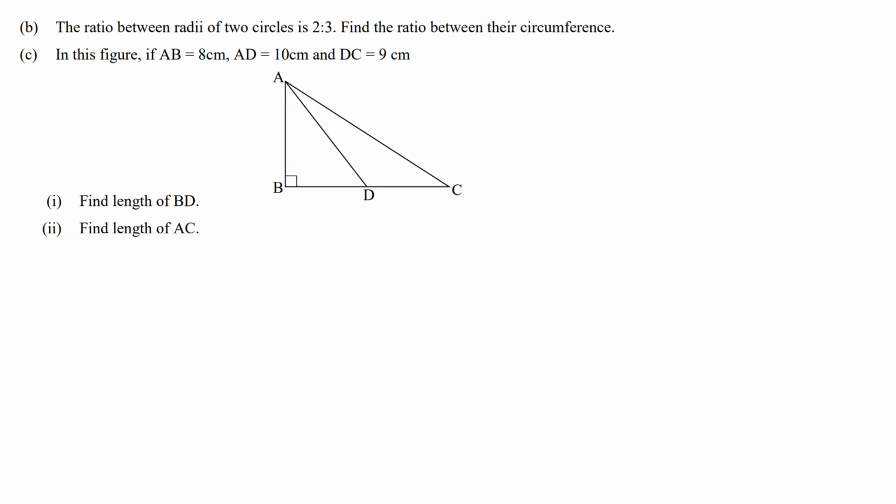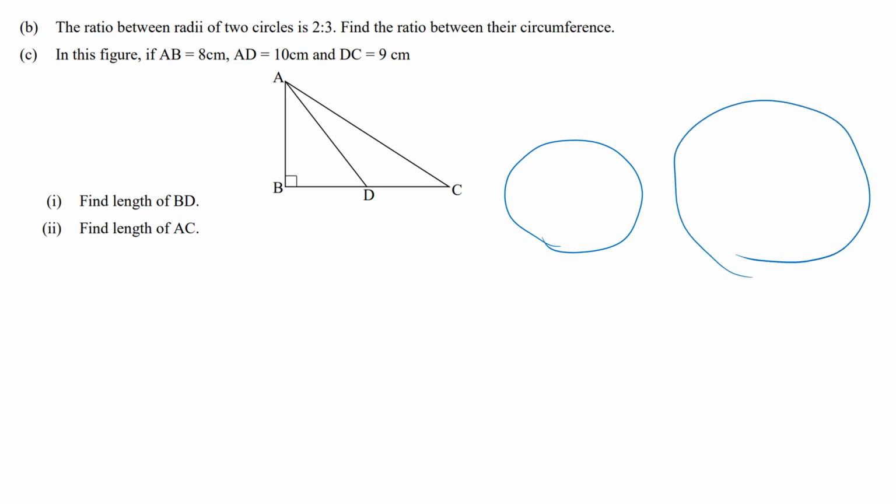In this, the ratio between radii of two circles is 2 to 3. Find the ratio between their circumferences. It's something like this. This is 2, this is 3. So you can take this radius r, then you can take here 2r. Okay, let me draw it in a bigger picture. This is 2r, this is 3r, something like this.